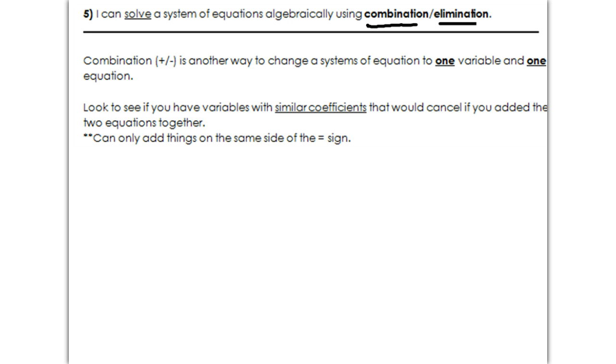Combination, basically, we're going to combine two different equations and do that by adding down columns. So basically, what's going to happen is we're going to look for similar coefficients, and that means the same number in front of x's or y's, and then they're actually going to cancel out if we add the two equations together. So our first example, we're going to do three together, and then you'll have some time to practice some different ones.